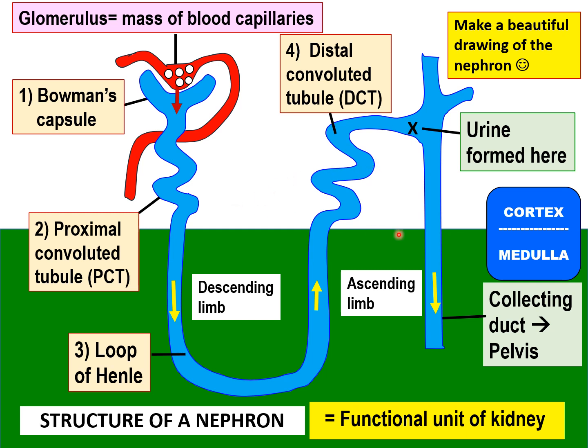So now, cortex and medulla. The upper part of the nephron is in the cortex. Only the loop of Henle is in the medulla. Only the loop of Henle is in the inner medulla region of the kidney.